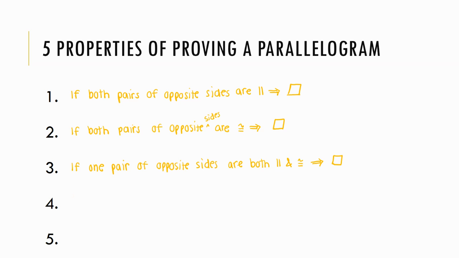So that is a lot of them, but that deals with the sides. Any aspect with sides, either both sets of sides are parallel, both sets of sides are congruent, or one set are both parallel and congruent, can prove a parallelogram.